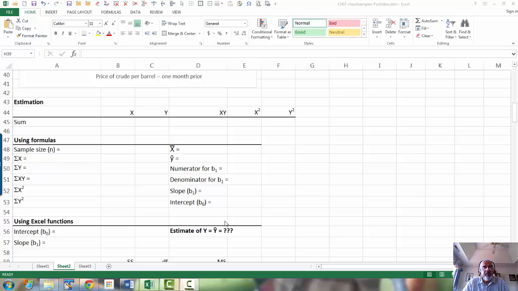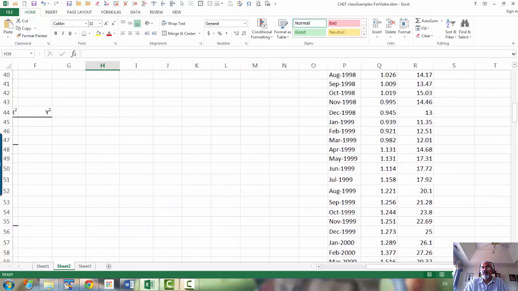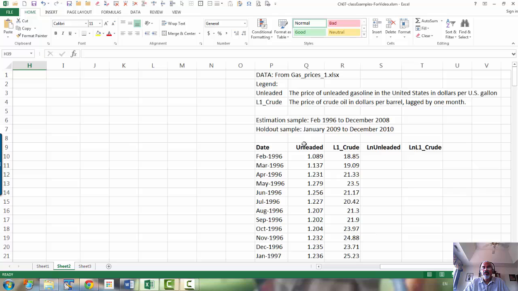Now to estimate the value of the slope and the intercept, we need these sums. So now we're going to use Excel functions to get the sums. Instead of finding x times y and x squared and y squared ourselves, we can let Excel do that. But for that, let's first start by giving a name to these two variables.